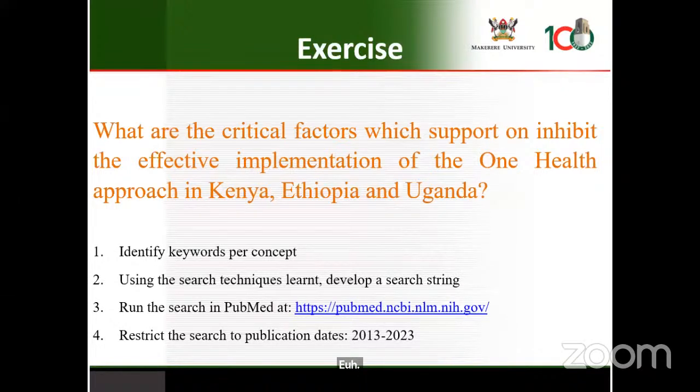Hello. There's another one, eh? Yes. Hello. Please talk. Yes, good afternoon. This is Jacqueline. I'm from Kenya, Uzuma University, Kenya. Sorry, it's okay. You continue, Jacqueline.